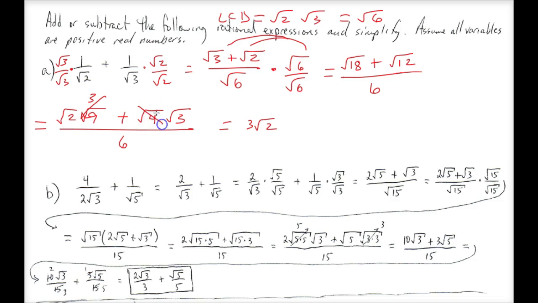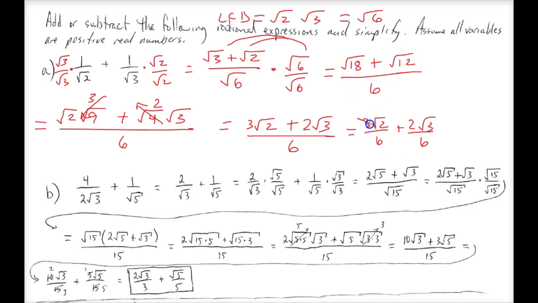Square root of 4 is just 2. So that'll be plus 2 times square root of 3, all divided by 6. Okay. And of course, from here, we could leave the answer this way, or we could go a step further and write it as two separate fractions if we wanted to.